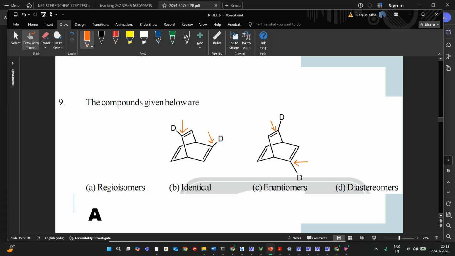Even the rotation of the compounds will not give us a similar structure with the same bond connections. So these two compounds are not identical, neither enantiomer nor diastereomer. These are regioisomers.